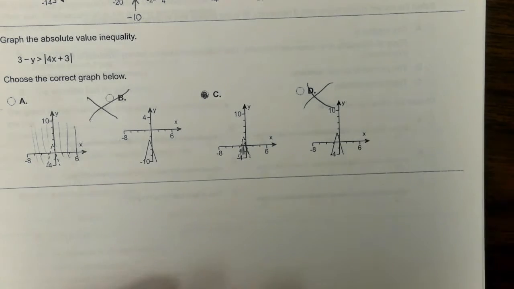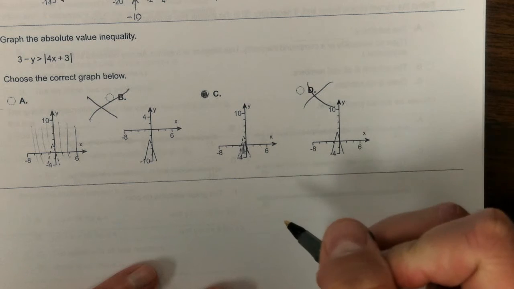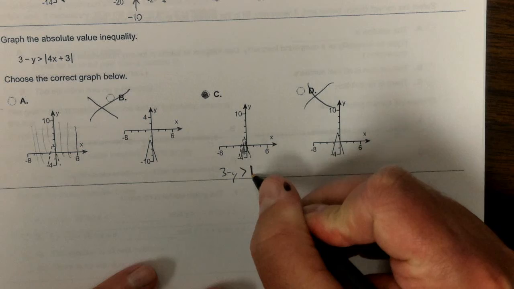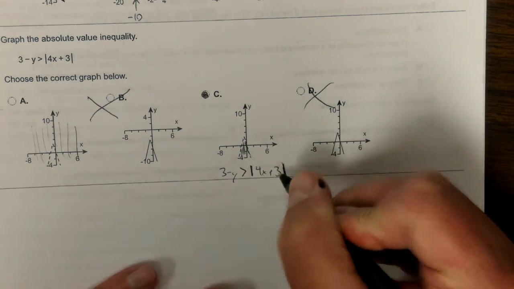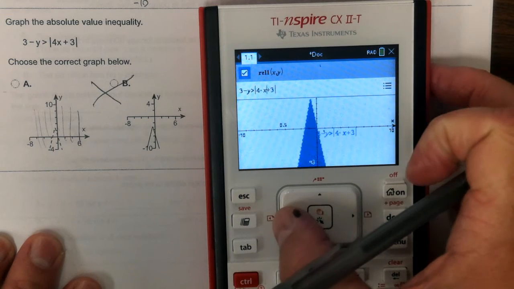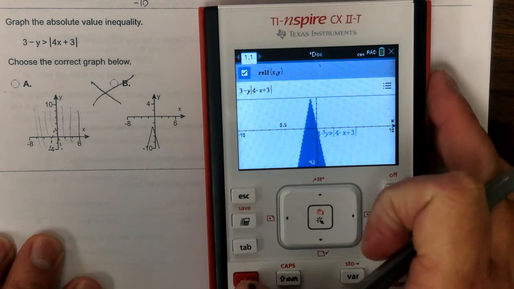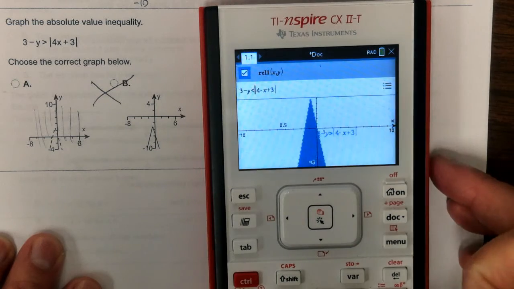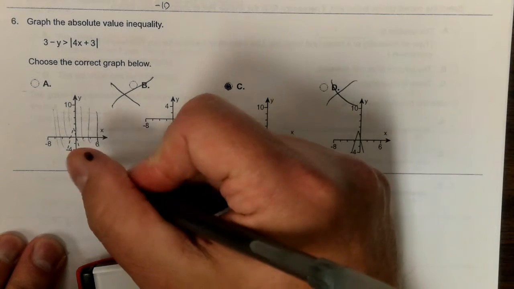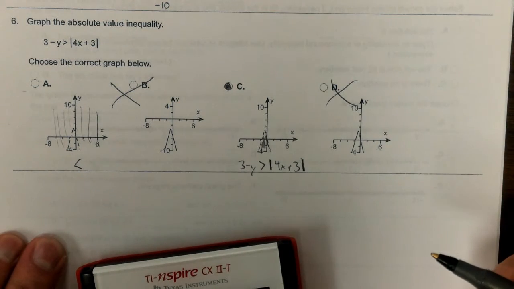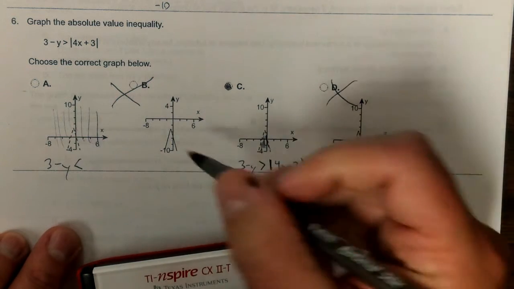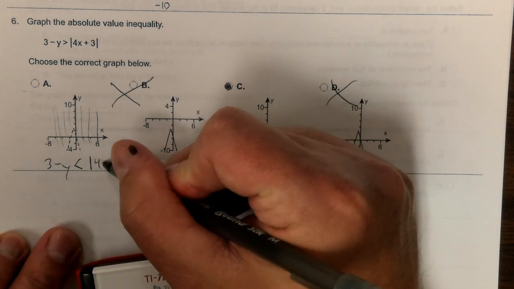So this one would have been the 3 minus y greater than 4x plus 3. And if all I did was I changed this to a less than sign, then it would have shaded everything else. So this would have just been less than, 3 minus y less than absolute value 4x plus 3.